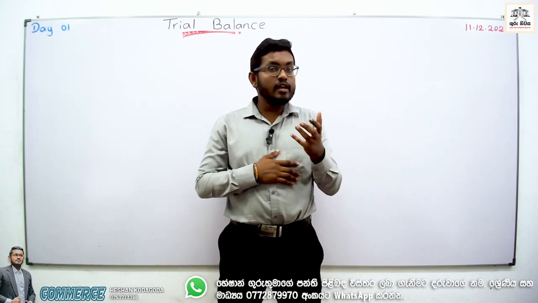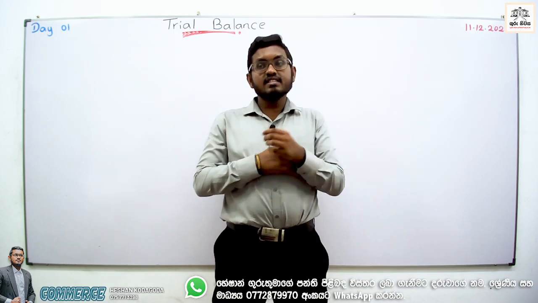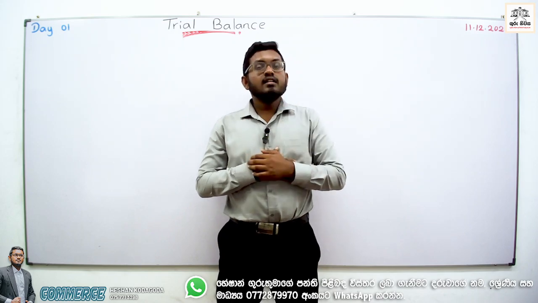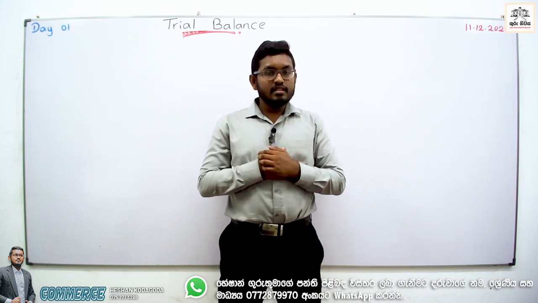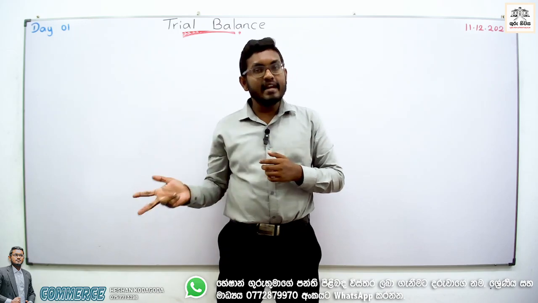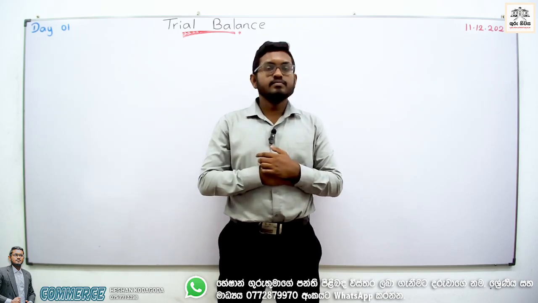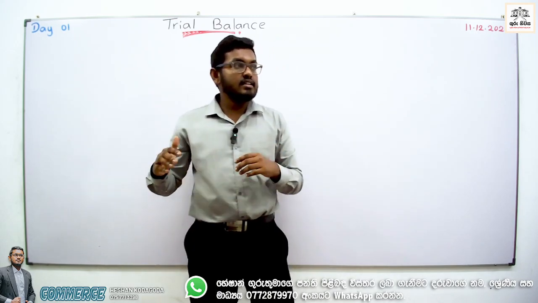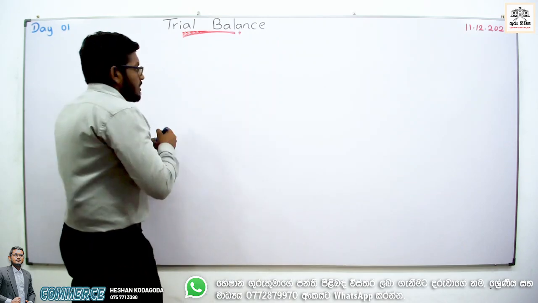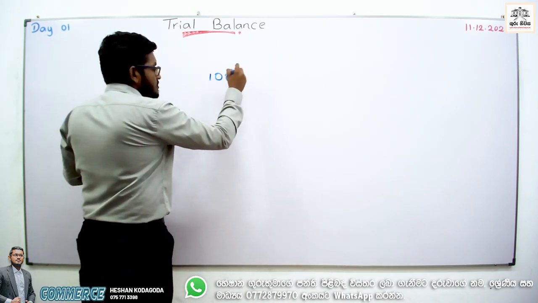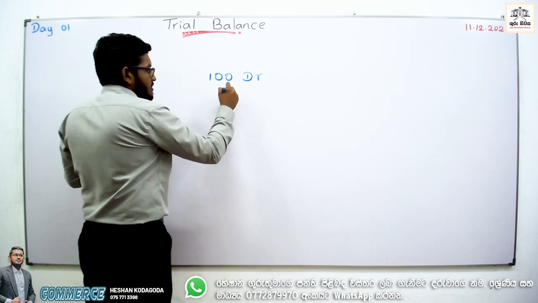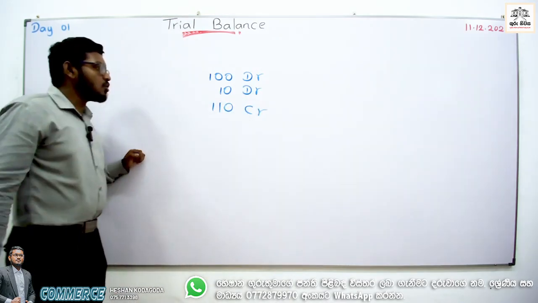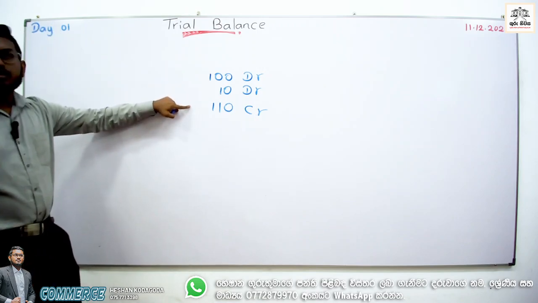For an example, can you remember discount received and discount allowed? There are 2 debits and 1 credit, or there can be 2 credits and 1 debit, but the total summation is equal. Like this one: 100 debit, 10 rupees debit, 110 credit. This is also total debit equal to total credit.